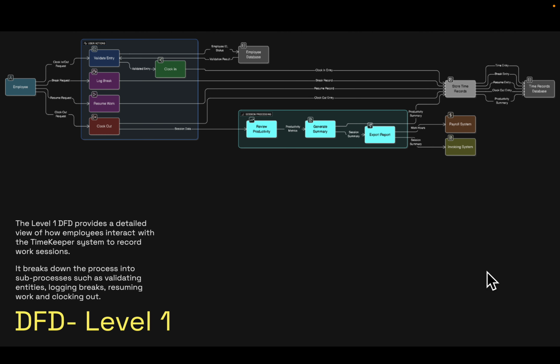For the level 1 DFD, this goes into a little more detail about the clocking in, clocking out process. It basically breaks it down into sub processes such as validating the entries and logging the breaks, and it shows all the relationships within the system, like the employee, how it interacts, and how each function interacts with the system. And as you can see here, it also shows the generating report functions and how those get stored into the time entries and how the data flows basically.